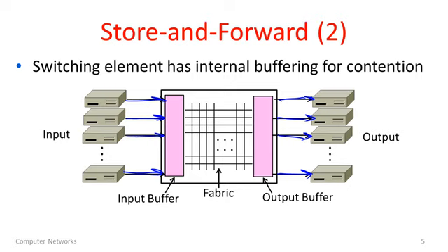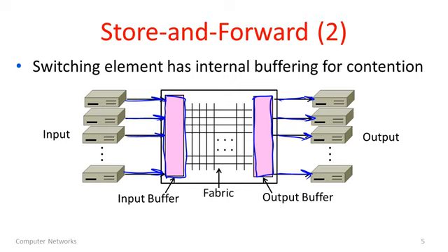Inside the box is usually a switching fabric. That's what's providing the connectivity between different input ports and output ports. And what I want to highlight here is there's also necessarily some buffering. That's these pink things here, that's both the input and the output.